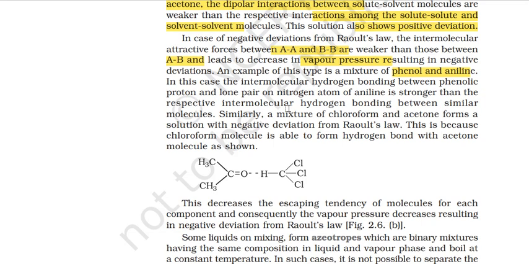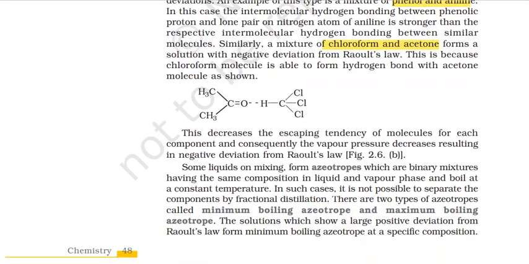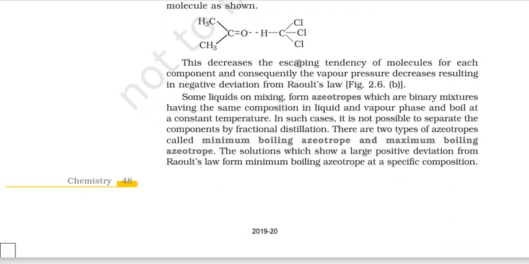Pehle hydrogen bonding tha alag se purely phenol aniline mein, but jab ye mile, inka jo phenol ka jo lone pair tha, proton of the phenol group, and then aniline ka jo nitrogen hota hai, aminobenzene is aniline basically, uska lone pair, they are going to form stronger bond. Isi tarah chloroform and acetone, negative deviation, fine, decrease the escaping tendency of molecules for each component and consequently the vapor pressure decreases, resulting in negative deviation from Raoult's law.